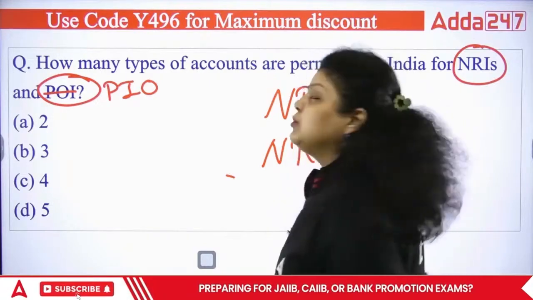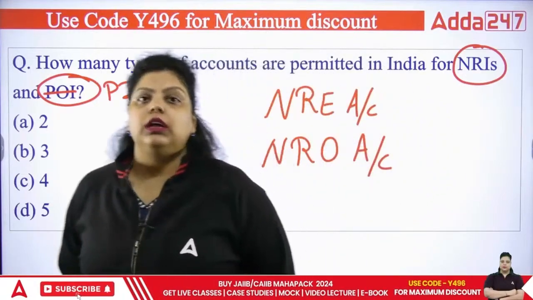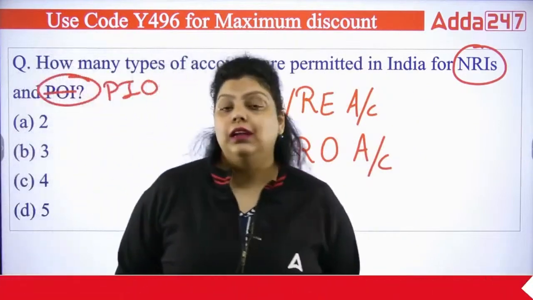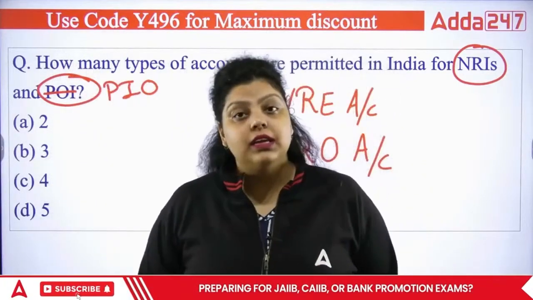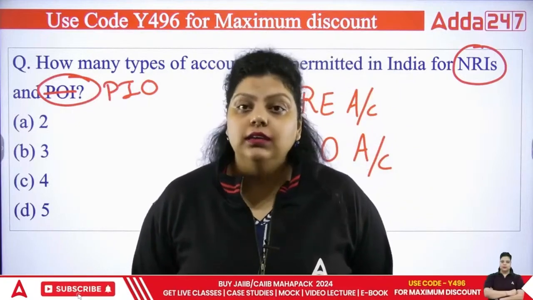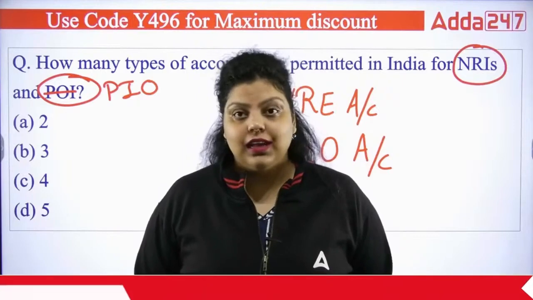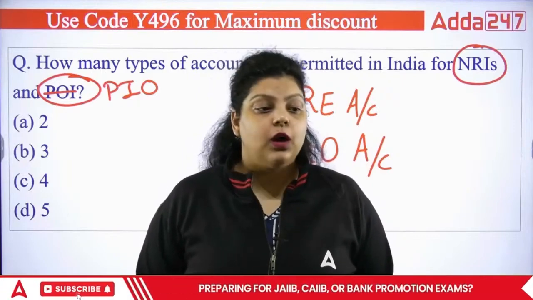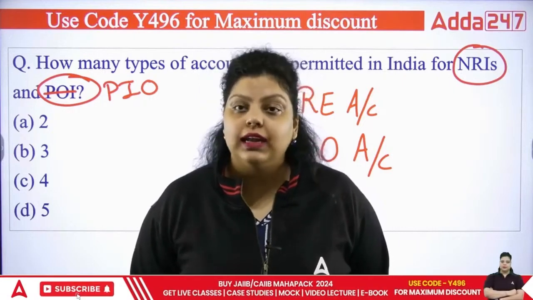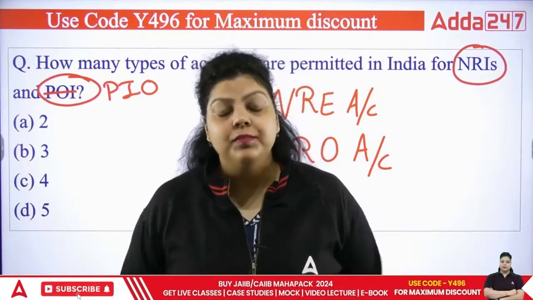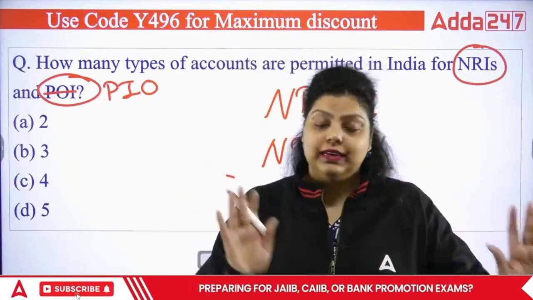Now what is the difference between NRE and NRO? Non-resident external accounts allow NRI and PIOs to open an account in India in Indian currency, but here the money earned from abroad will be deposited. That is the NRE account. If I am talking about the NRO account, it is the non-resident ordinary account. It allows the NRI and PIO to deposit the money they are earning from India in the form of Indian currency.